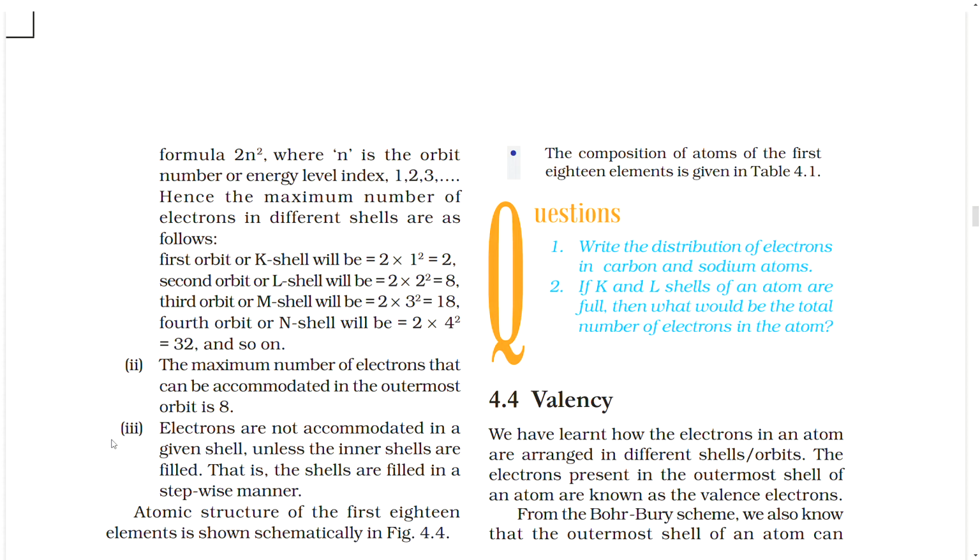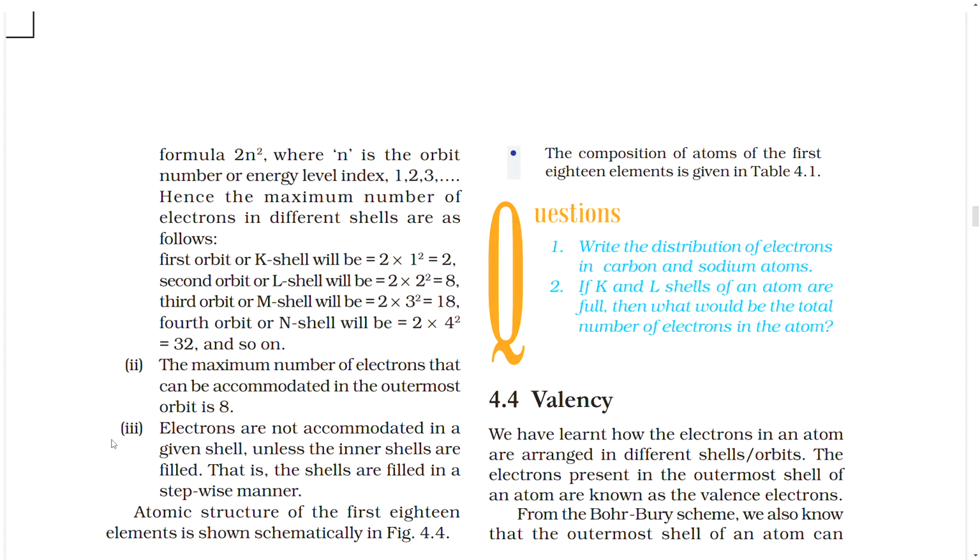Hence, the maximum number of electrons in different cells are as follows. First orbit or K shell will be equal to 2 into 1 squared equal to 2. Second orbit or L cell will be equal to 2 into 2 squared equal to 8. Third orbit or M cell will be equal to 2 into 3 squared equal to 18. Fourth orbit or N cell will be equal to 2 into 4 squared equal to 32, and so on.